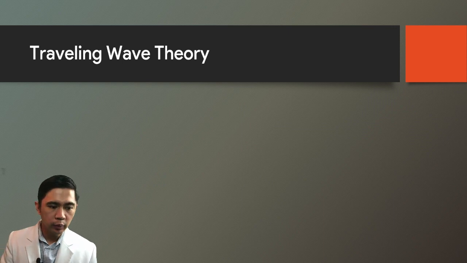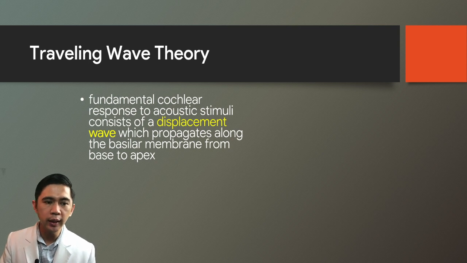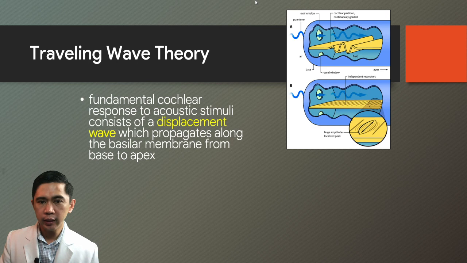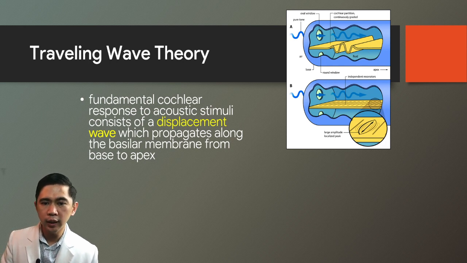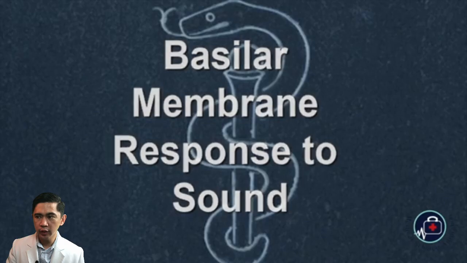So let's go now to traveling wave theory. Traveling wave theory is a fundamental cochlear response to acoustic stimuli, consisting of a displacement wave which propagates along the basilar membrane from base to apex. So going back to the test tube earlier, when the oval window receives force from acoustic stimuli, it will dissipate the force, and the force that will go into the scala media will produce a wave in the basilar membrane from the base into the apex. To further give you an idea how this traveling wave theory looks like, here's a video.